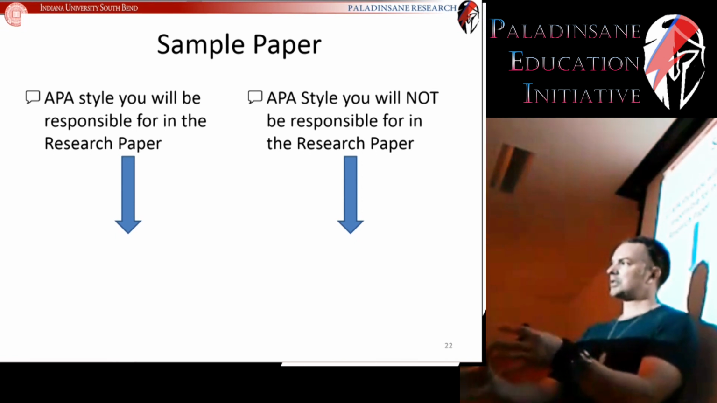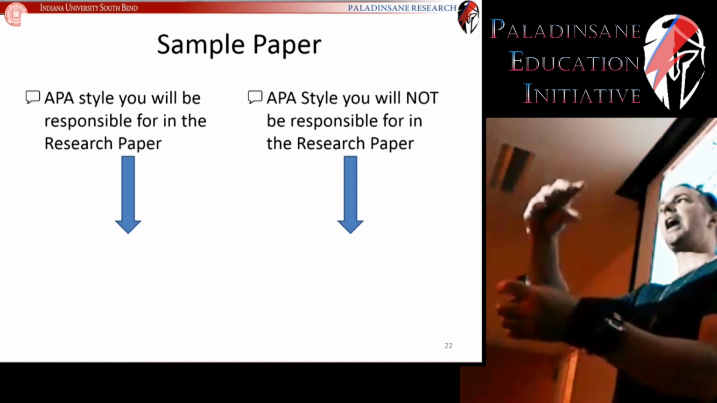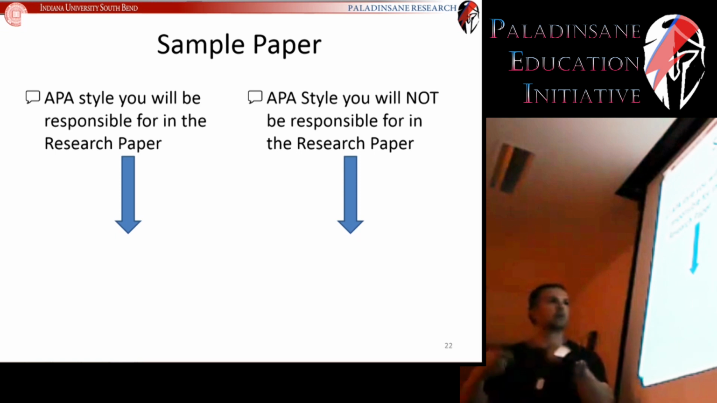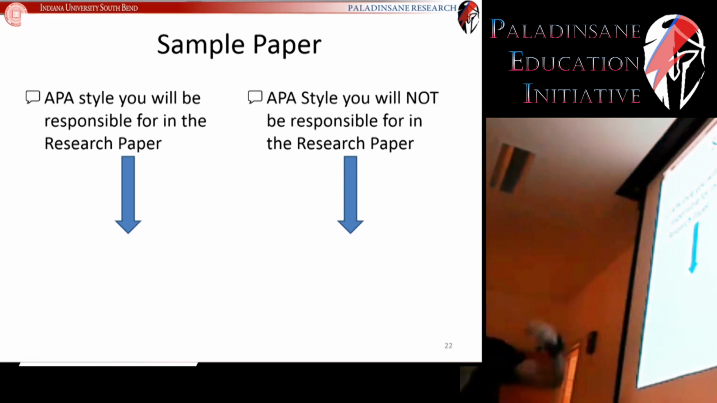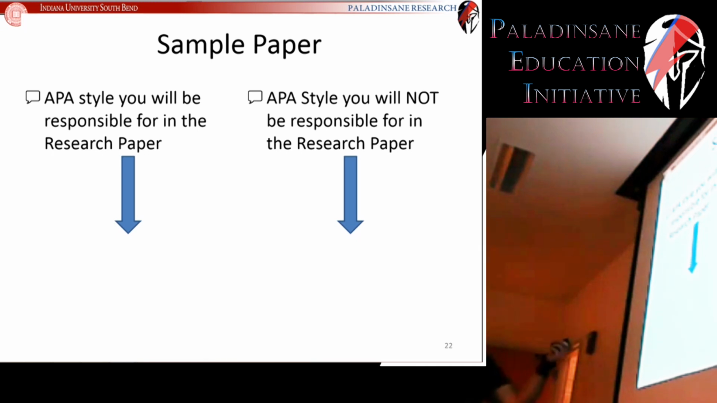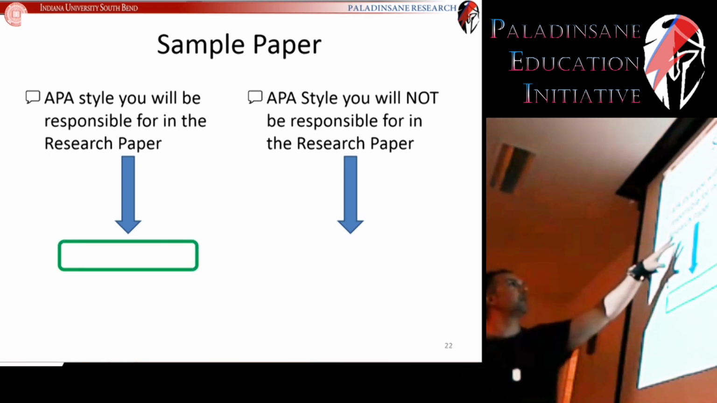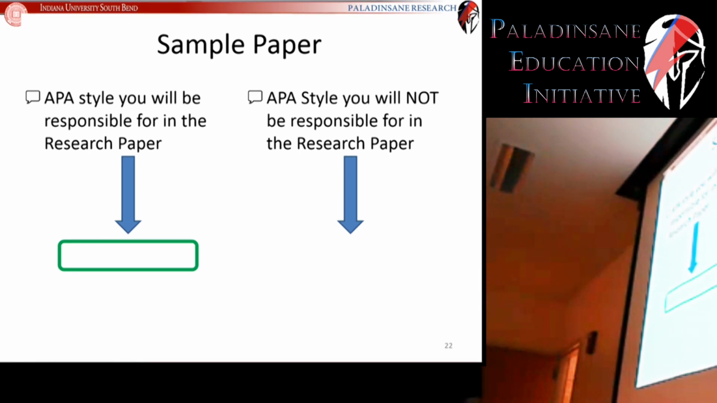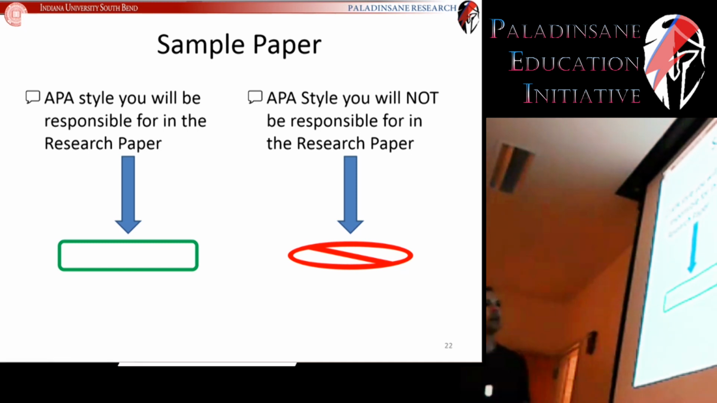When we get to the results section, we're going to add a little bit about numbers. When we get to the discussion, we're going to add a little bit about citations. When we get to the introduction, we'll add a little bit more. So we're going to roll it out, but this is sort of an end-of-it kind of preview. But don't feel overwhelmed. So in the sample paper, style that you're going to be responsible for, I'm going to highlight in green. Styles that you're not going to be responsible for, I'll have the little no circle there.